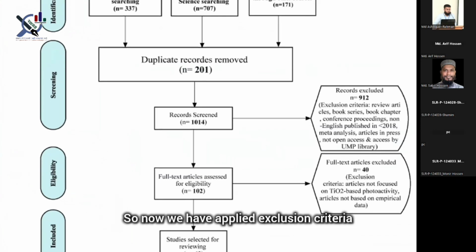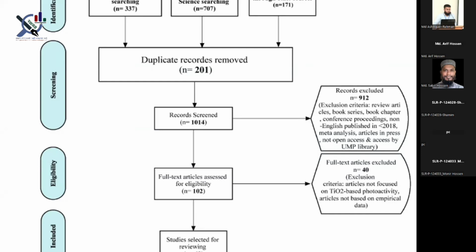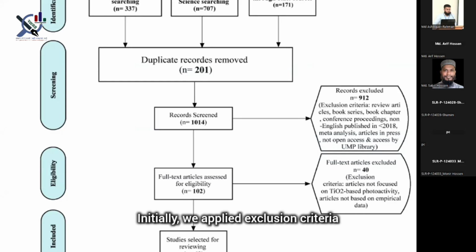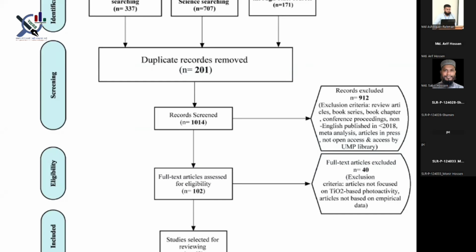So now we have applied the exclusion criteria. What are the exclusion criteria? Initially we applied the exclusion criteria: the review articles, we didn't consider them. Why? Because we need the data. In a review article, the data is from other studies, not the original data. We are also doing a review paper.